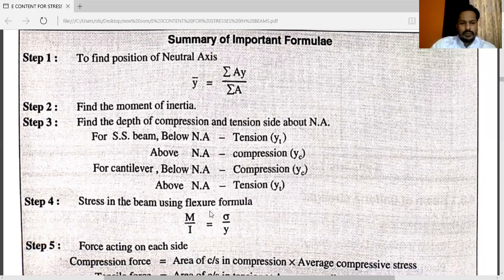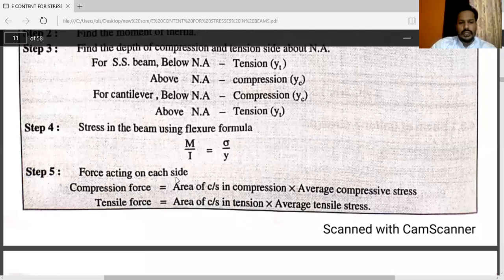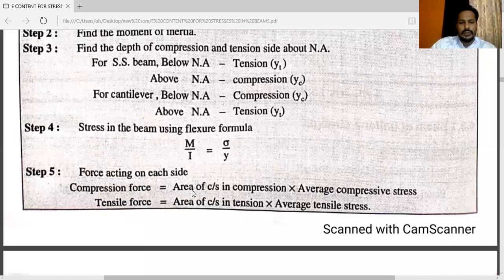Stress in the beam using the flexural formula: we know that the flexural formula is M by I is equal to sigma B by Y is equal to E by R. Force acting on each side: we know that compression force is equal to area of cross section in compression into average compressive stress. Tensile force is nothing but area of cross section in tension into average tensile stress.